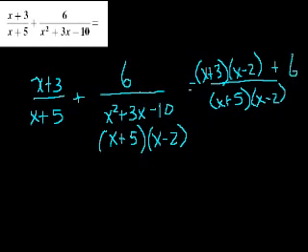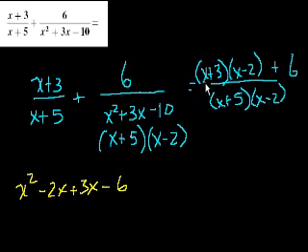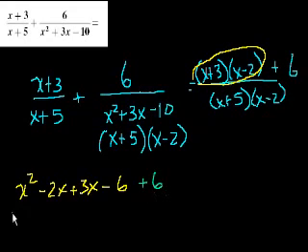And now we just get into simplification mode. x times x is x squared. x times minus 2 is minus 2x. 3 times x is plus 3x. 3 times minus 2 is minus 6. So that's this term right here. And then we have the plus 6. And then all of that is over this stuff.